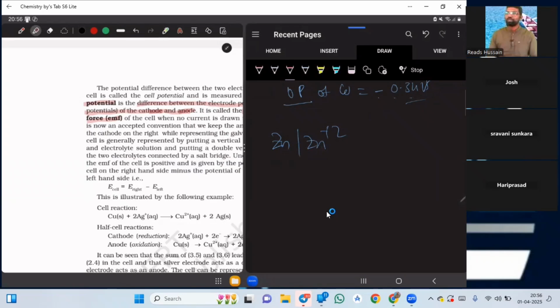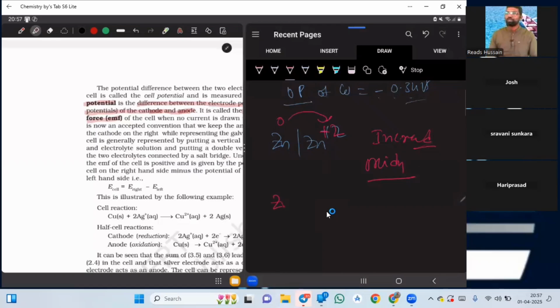So if you don't know, I'll tell you very simply. See, what is the oxidation number of zinc here? 0. What is the oxidation number of zinc here? Plus 2. 0 to plus 2. 0 to plus 2 means oxidation number increased, no? Oxidation number increased. If oxidation number increased, it is oxidation. So this is the oxidation process.